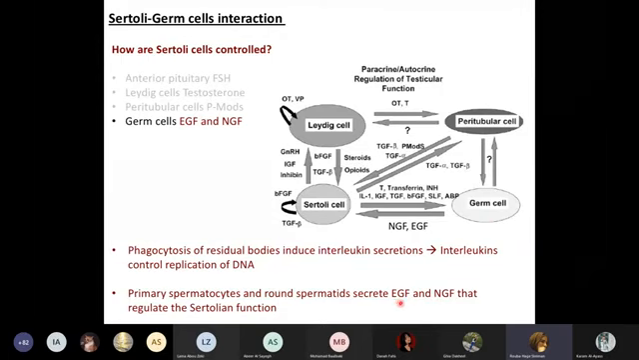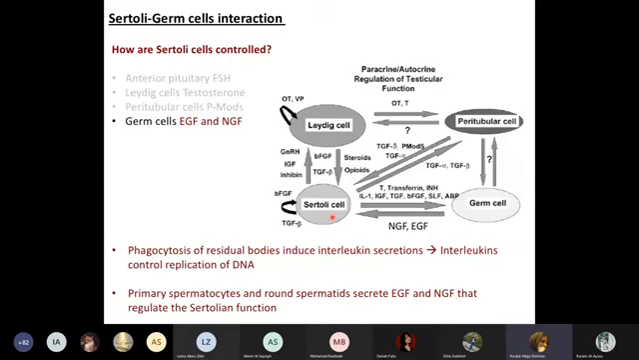Particular germ cells, the primary spermatocytes and the round spermatids, will secrete these molecules in order to regulate the Sertoli cell function. At the same time, when the Sertoli cells have phagocytosed the residual body, this will stimulate them to secrete interleukin-1 and interleukin-6. And I repeat, interleukin-1 activates DNA replication, while interleukin-6 inhibits it in spermatogonia and primary spermatocytes.